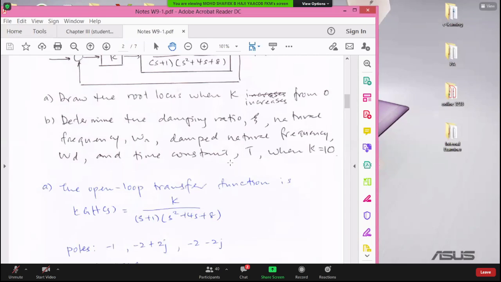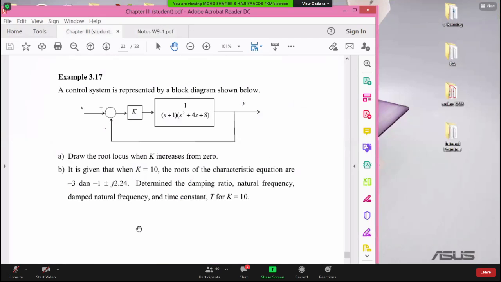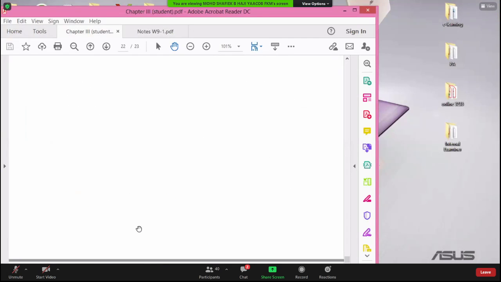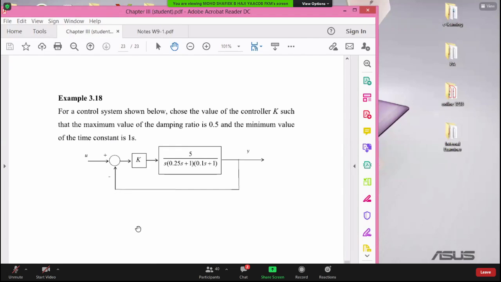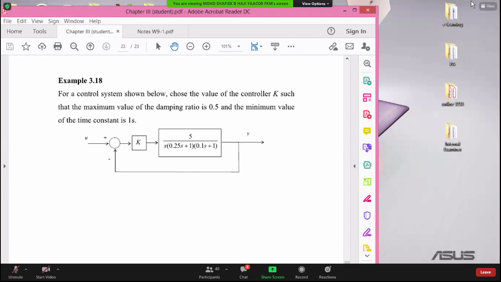So that is a more difficult question. Given a specification, let's say for example, time constant must be 0.5 second, and what is the value of k? So that is the second type of question that you will encounter in your exam or test, which is in our second example, example 3.18.